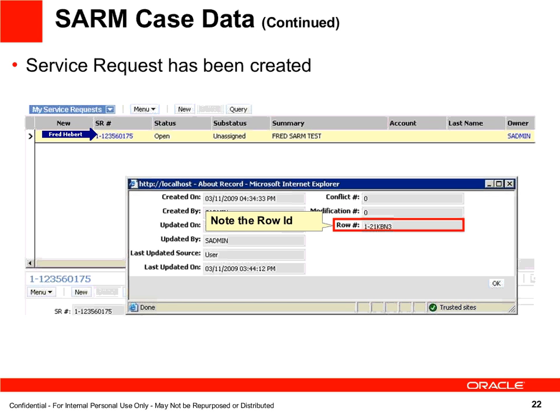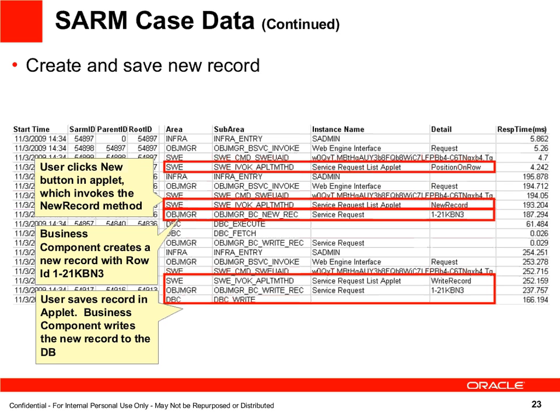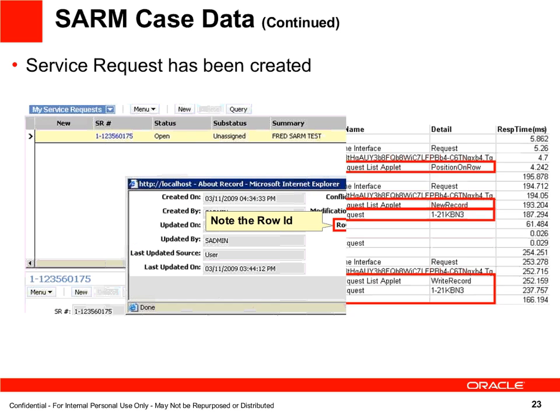You can see the new record I created, and possibly filled in some other fields. When I look at my transactions, I can see over here that once I looked at this, it brought me over to Invoke Applet method on my service request list applet. And we said, let's get to this position on row. In other words, let's put the caret next to a record.